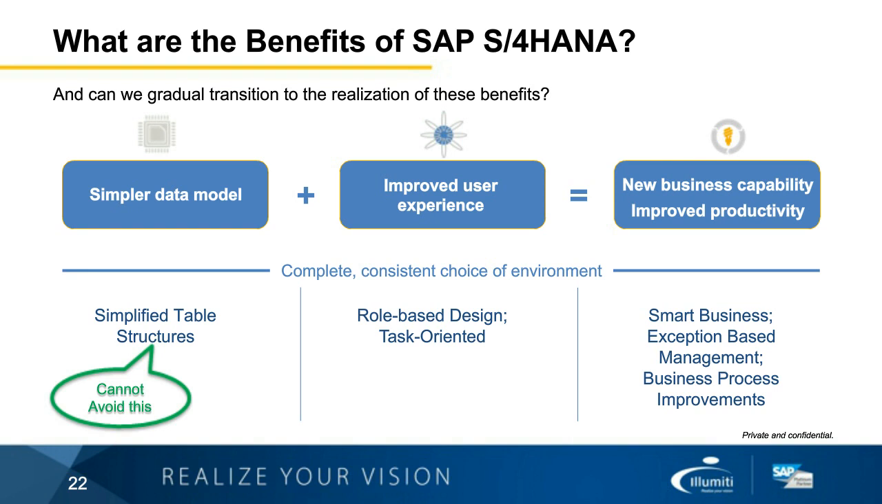You can't avoid that. When you do your migration to S4HANA, all of the new ACDOCA, MATDOC, all of the new tables that SAP has implemented in S4HANA are going to be there, and all of your data is going to be migrated into those tables. That's unavoidable. That's part of the upgrade process.